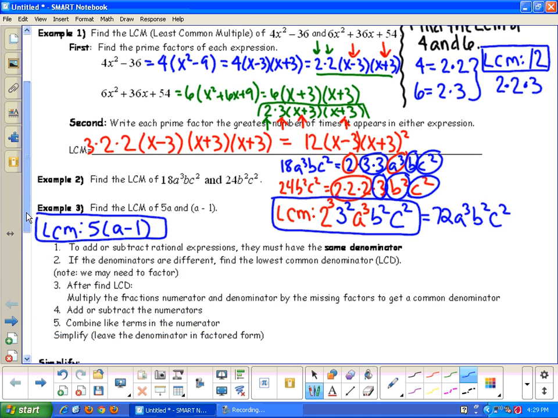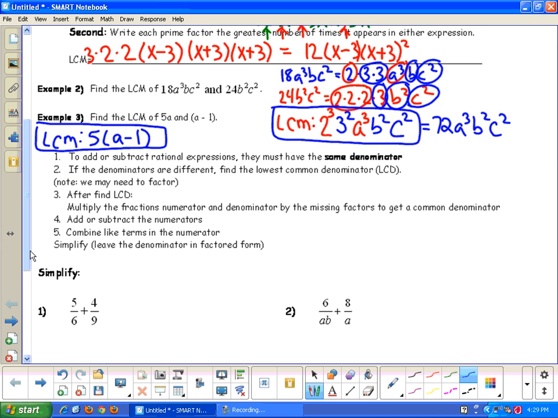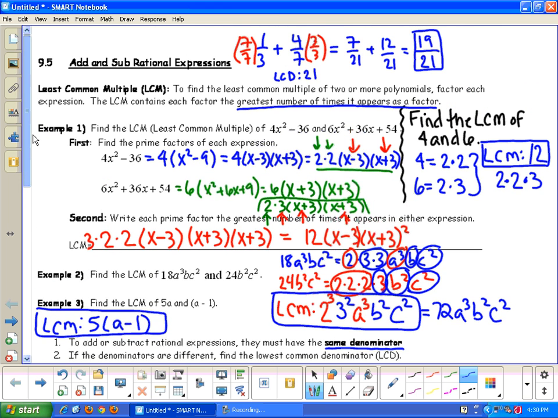Okay, so let's go ahead and look at some more examples. To add or subtract rational expressions, they must have the same denominator. That's really important. If the denominators are different, find the lowest common denominator. Note you may need to factor. After you find the least common denominator, multiply the fraction's numerator and denominator by the missing factors to get a common denominator. So that's like what we did up here with the first equation that we did right here.